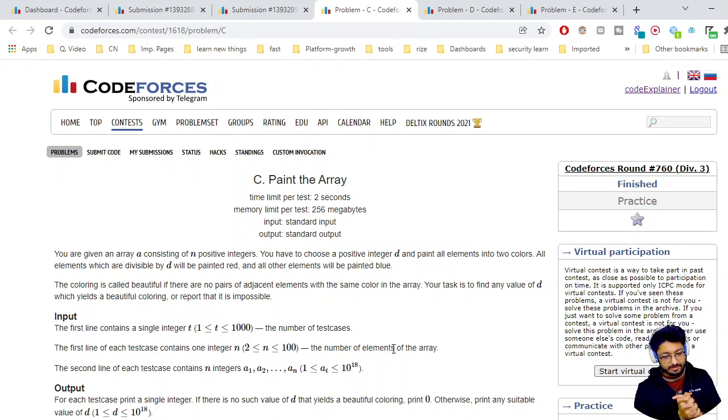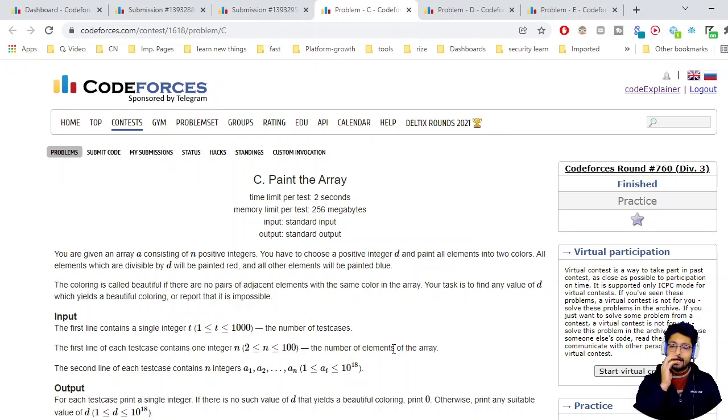The first observation is that no two adjacent numbers should both be divisible by D, and no two adjacent numbers should both be not divisible by D. So every number will be in an alternating fashion: divisible by D, not divisible by D, divisible by D, not divisible by D, and so on. So it is like this.